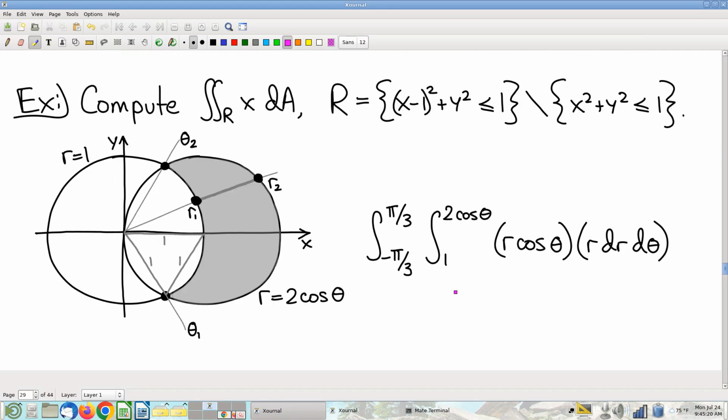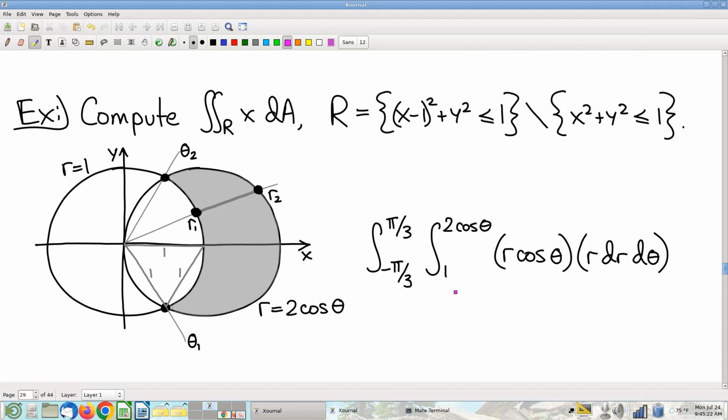Okay, next example. This one's a little weirder. You'll notice that we have here a disk.